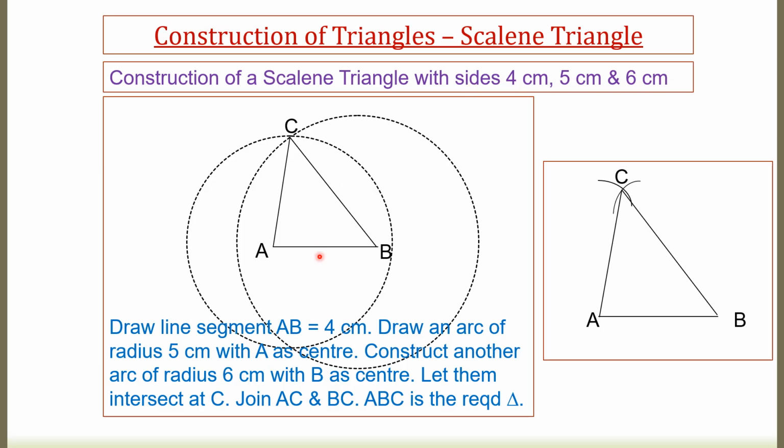Draw a line segment AB 4 cm. Now draw an arc of radius 5 cm with A as center, the second measurement. With A as center and taking 5 cm on the compass, draw an arc like this. Next, with B as center and 6 cm as radius, draw another arc, and the two arcs will intersect at the point C. Now you can join AC and BC. So ABC will be the required scalene triangle.